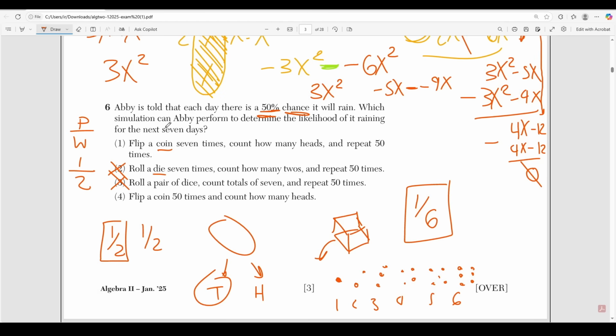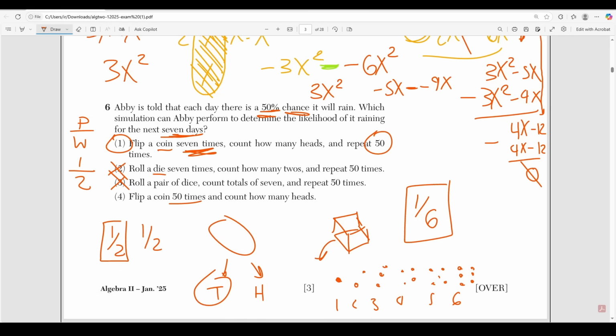And finally, we're seeing how many times it's going to rain within the next 7 days, which is why we're going to flip the coin 7 times, right? 7 times in a row to see the probability of it raining 7 days in a row. And then we're repeating it 50 times so that we can make sure that our simulation is correct. If we flip a coin 50 times, that doesn't really make sense because we're trying to see the probability of it raining 7 days in a row. So we'll flip it 7 times in a row, not 50 times in a row.